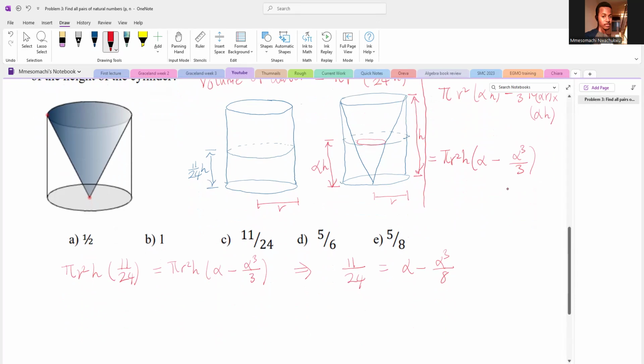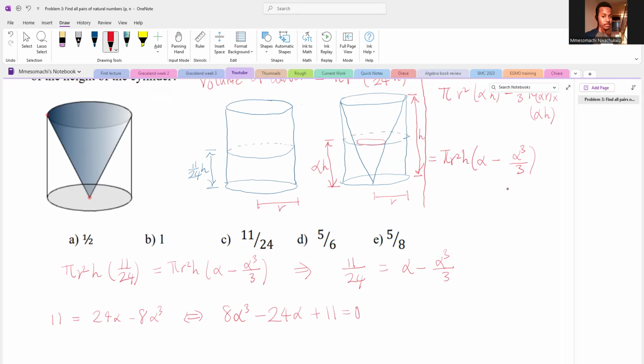Okay, so we can multiply through by 24. So we have 11 equals 24 alpha minus 8 alpha cube. Okay, so this is equivalent to 8 alpha cube minus 24 alpha plus 11 equals 0.